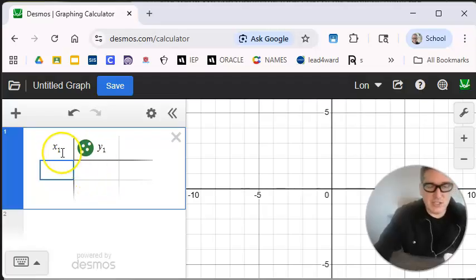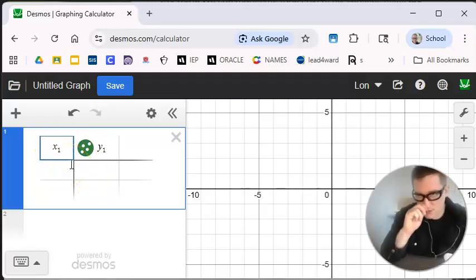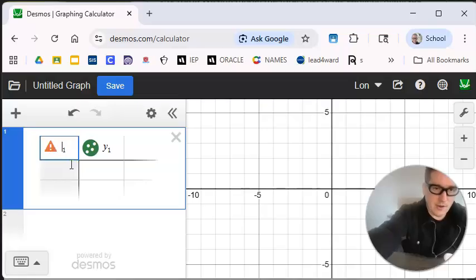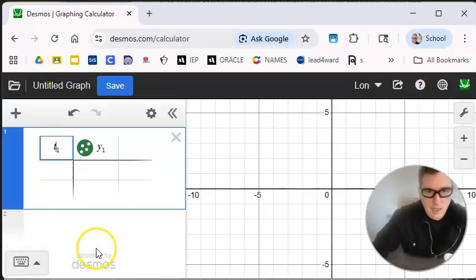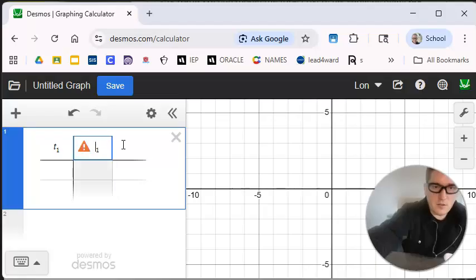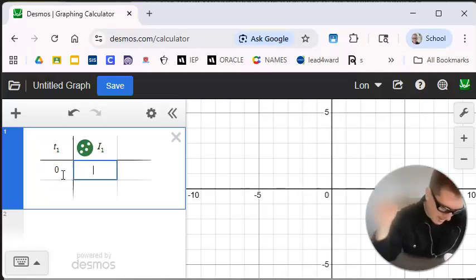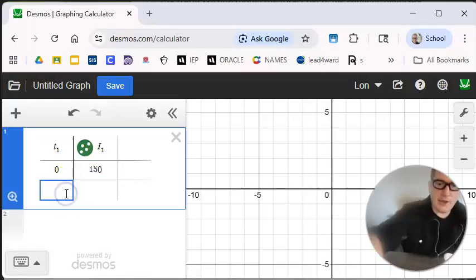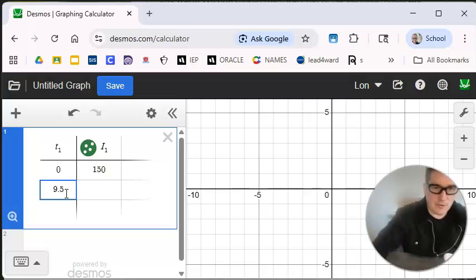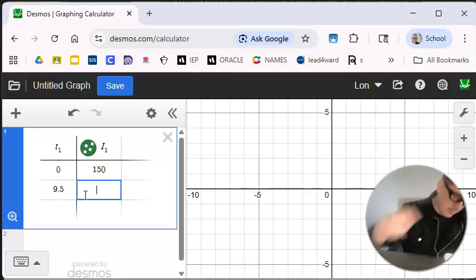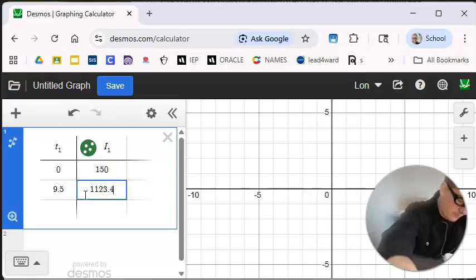I actually want to change the names. I don't want X and Y. I want to use the original names. So I'm going to call this variable time, and I'm going to call this variable the money, capital I, right? And I know for 0 hours, just showing up, I have to pay $150. And I know that at 9.5 hours, I have to pay a bill of $1,123.42.